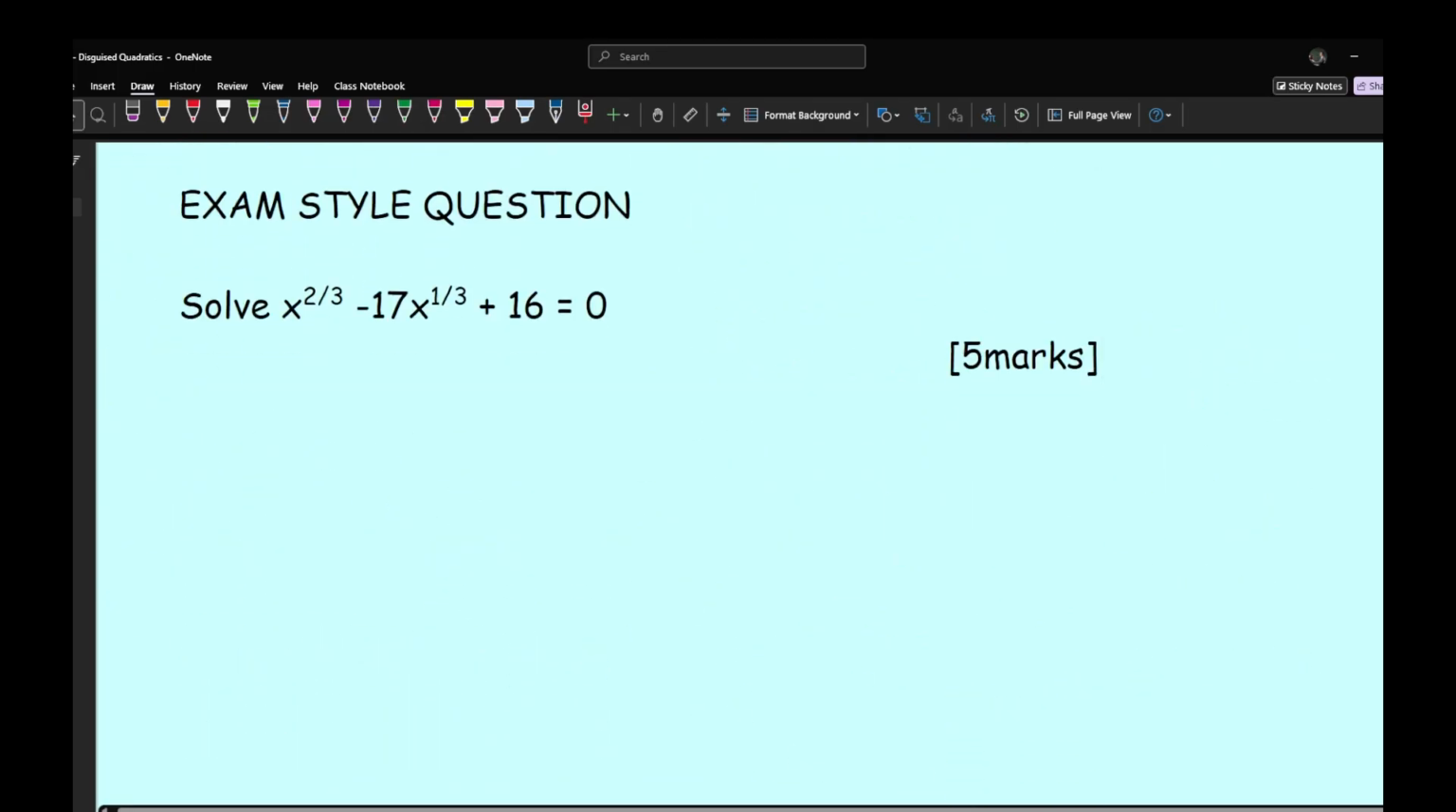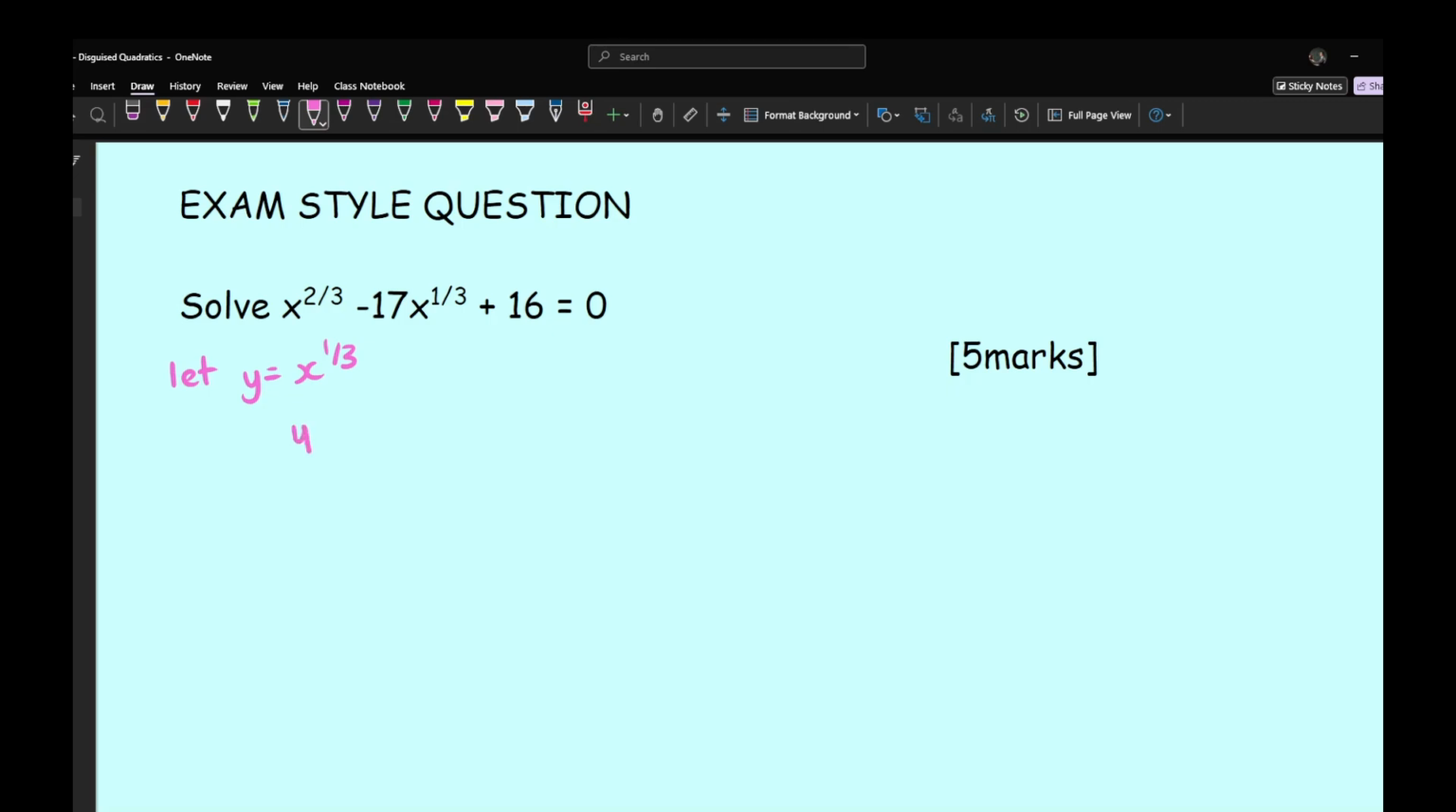So now let's have a look at another exam style question. Again, this question in the exam paper was worth 5 marks. We can also see where the 5 marks are allocated for this particular question. So again, we've got a fractional power, so always start by stating what substitution you are using. For this, I'm going to let y equal x to the power of a third.